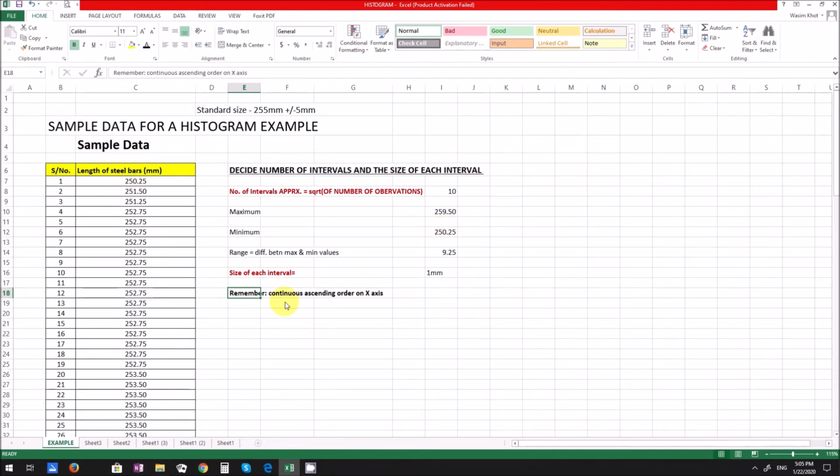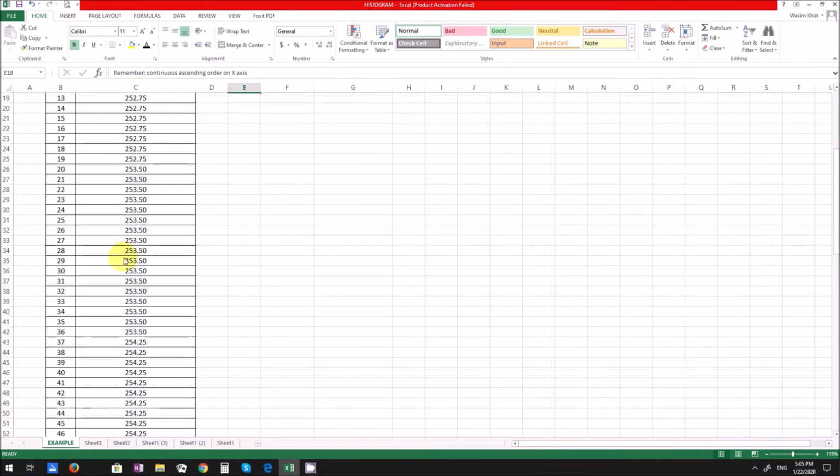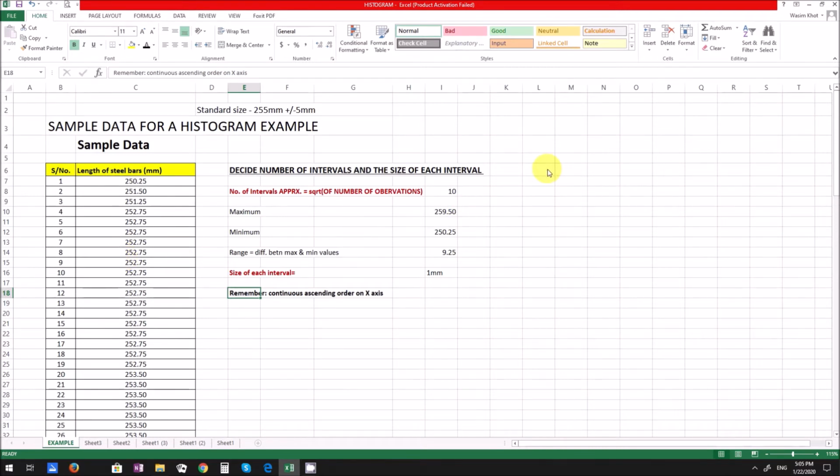Why is it called continuous? Because we don't want to miss any values out of these 100 values. So the interval will be from 250, let's say, to 260. So it will include all the values and we will not miss any values. So let's make the table.